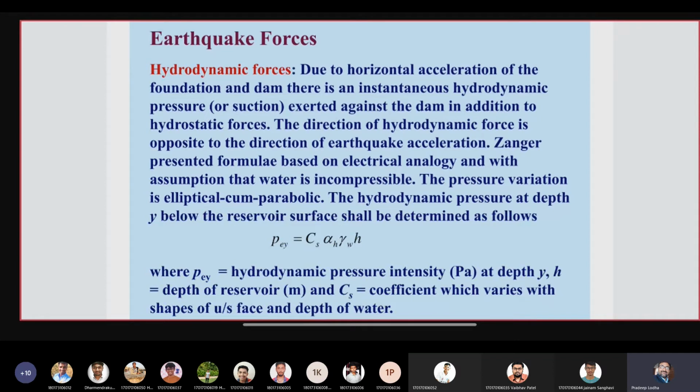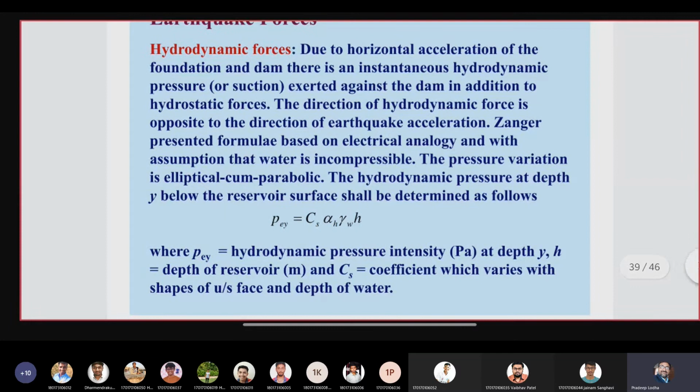This force is not a triangular, linear force, but as per Zanger it is parabolic and elliptical cum parabolic. The equation is PEY equal to CS alpha H gamma W H. Out of these four variables, three are known to you. Alpha H you know, gamma W is the unit weight, H is the height, or depth of the reservoir. CS is the coefficient which varies with the shape of the upstream face, and that is Zanger's.